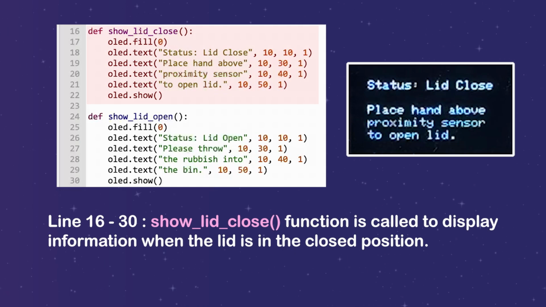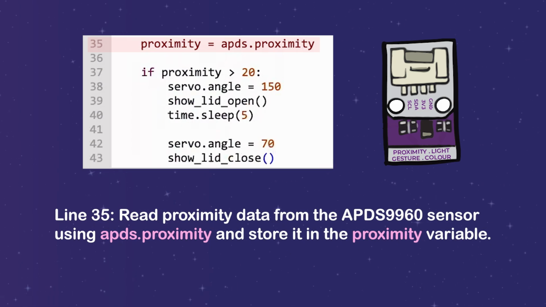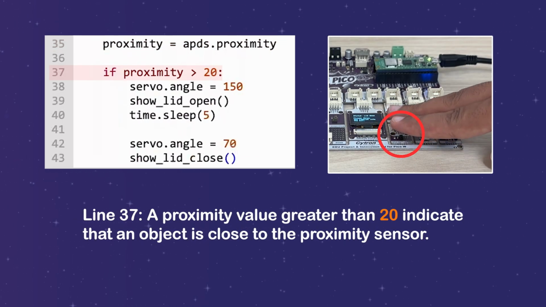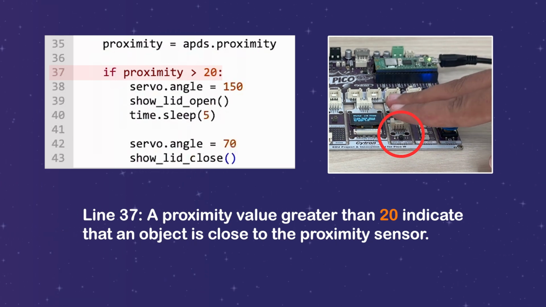Line 16 to 30. Show lid close function is called to display information when the lid is in the closed position. Show lid open function displays information when the lid is in the open position. Line 35. Read proximity data from the APDS sensor using APDS proximity and store it in the proximity variable. Line 37. A proximity value greater than 20 indicates that an object is close to the proximity sensor.